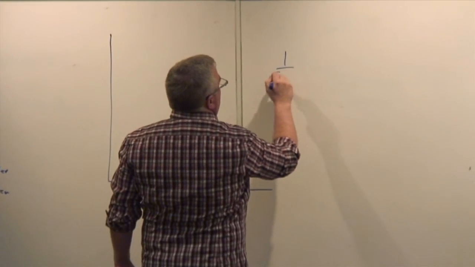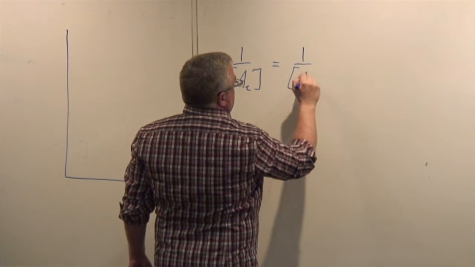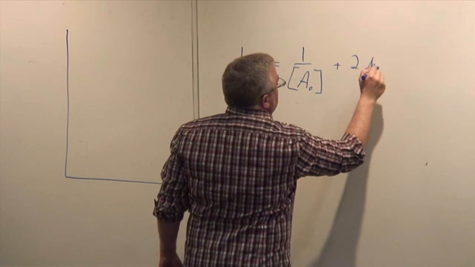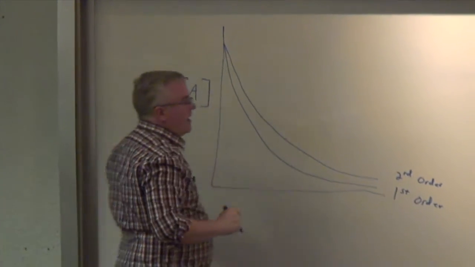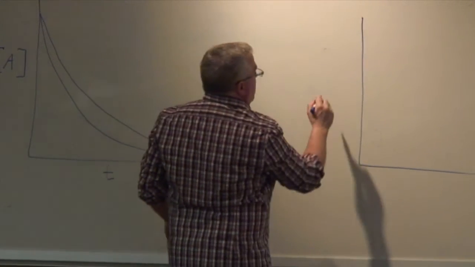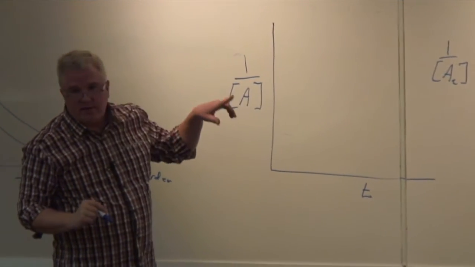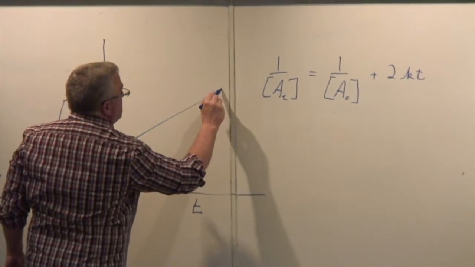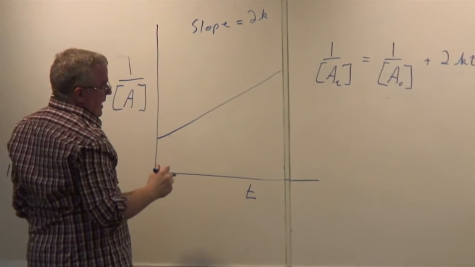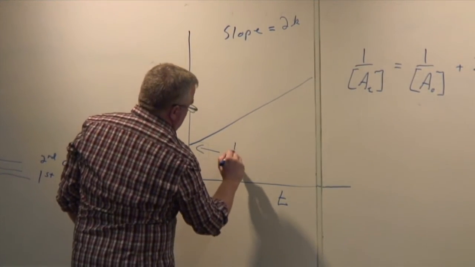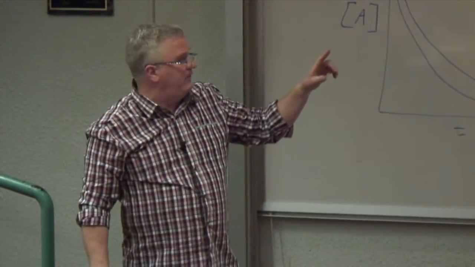let's put our equation right here. 1 over A. What if instead of plotting the concentration versus time, I were to plot 1 over the concentration versus time. Taking a look at that equation, we can see that that's going to be a straight line. Our slope is equal to 2k, sorry, and our intercept is equal to 1 over A naught.